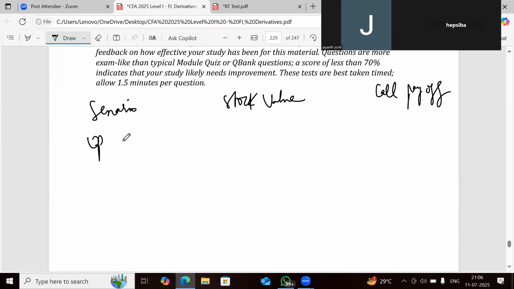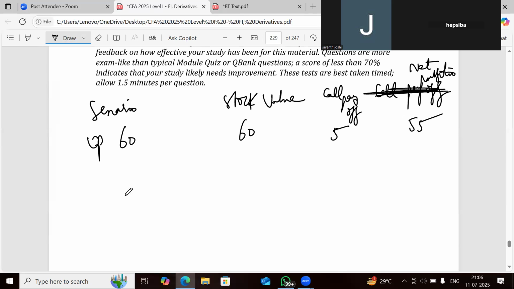Stock has gone up to 60. The stock value has become 60. See, when the stock has gone up, you have shorted the call. When you short the call, the other person will exercise the option. He will gain, you will lose, right? So you lose 5. Your net portfolio value is 55.